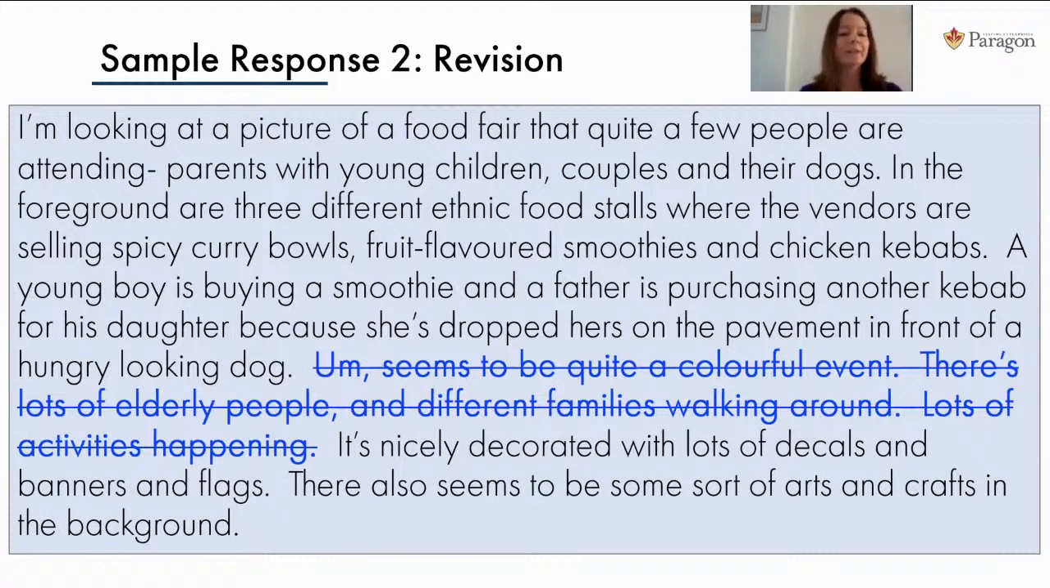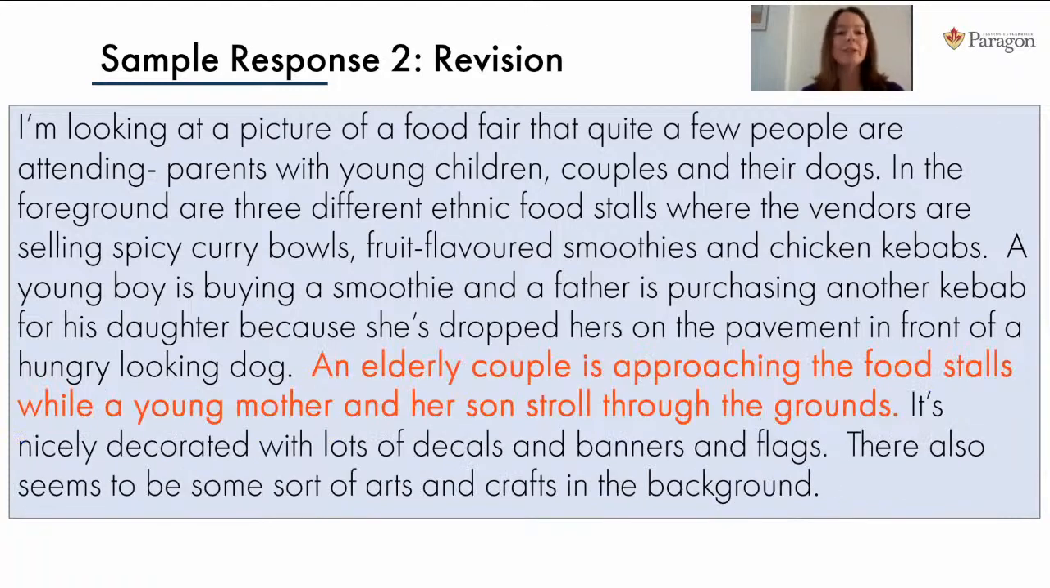So let's pick out the elderly people. They were mentioned. So let's start with them, and then we'll give an action. So what are they doing? So an elderly couple is approaching the food stalls while a young mother and her son stroll through the grounds. So there's another complex sentence structure. And again, we've added in a description of that mother and her son. They weren't specified or mentioned earlier. So we've got more detail now.